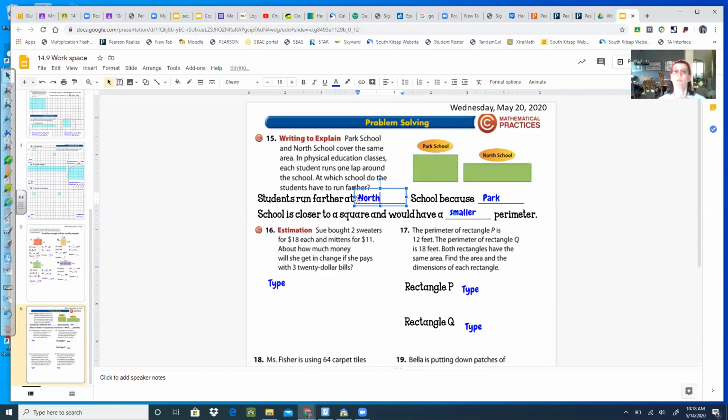Okay, so they have to run further at North School because Park School is closer to a square and it has the smaller perimeter. That means North has the bigger perimeter.